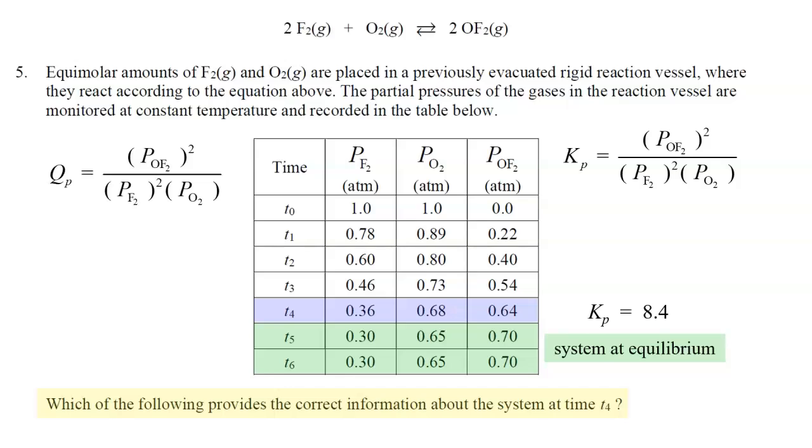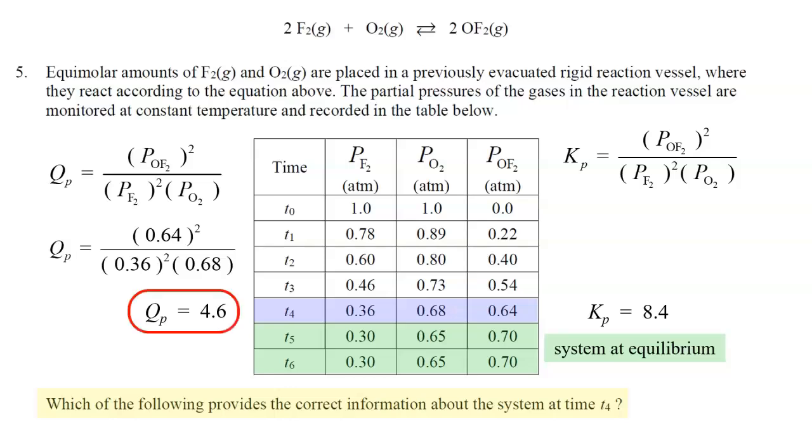these conditions. It would be the partial pressure of the OF2, that's going to be 0.64 squared, divided by the partial pressure of the fluorine, which is 0.36, again also squared, and then on the bottom is also the partial pressure of oxygen, which is 0.68. So if I plug those numbers into my calculator, I get a value for the reaction quotient of 4.6. So what I've learned is that at time T4, the value of the reaction quotient Q is 4.6.